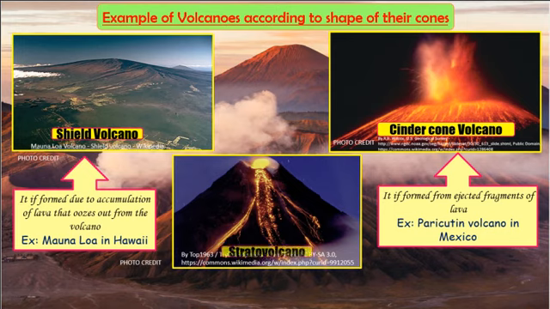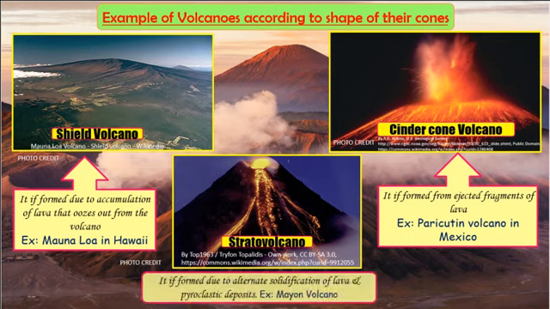And the third classification is the stratovolcano, which is also called composite cone volcano. Stratovolcano is the Earth's picturesque but dangerous volcano. Most of them are positioned in the Pacific Ring of Fire. It is formed due to the alternate solidification of lava and pyroclastic deposit. An example of that is the Mayon volcano that we have in our country.